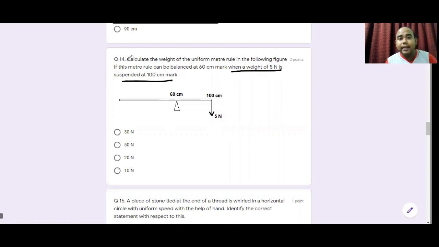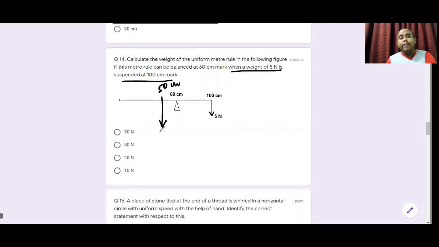आपको क्या निकालना है? Calculate the weight of the meter rule. What is the weight of this meter rule? I just told you that the weight of a meter rule is always concentrated at the midpoint of this rule. So midpoint is 50, right? ये पूरा 100 है, तो 50 सेंटीमीटर जो इसका midpoint है, वहां पर इसका weight है.